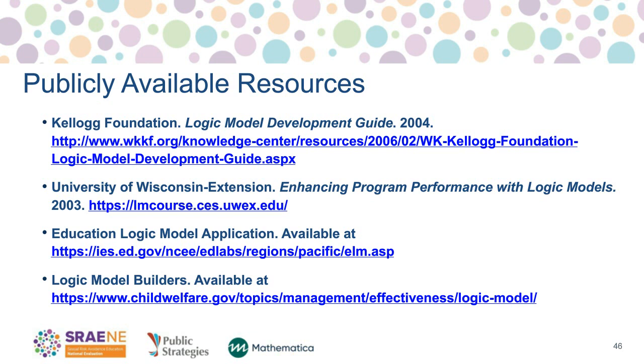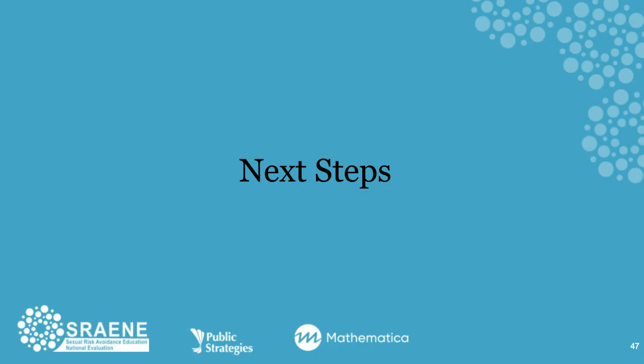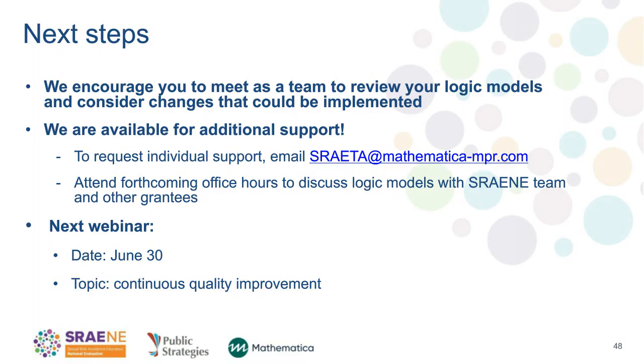All right. So let's talk about what is next for you all. So first of all, I really do encourage you to meet as a team to review your logic models and consider what kind of changes. Do you need to use the if-then lens and kind of tighten things up a little bit? Do you need to look at the outcome chain and fix things in there a little bit? Do you need more logic models?